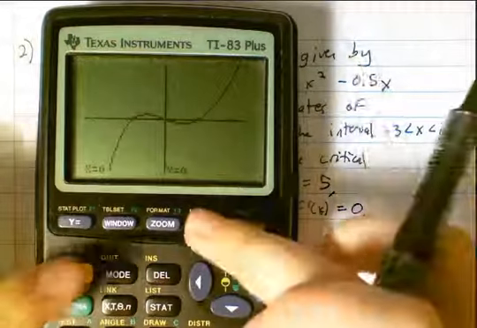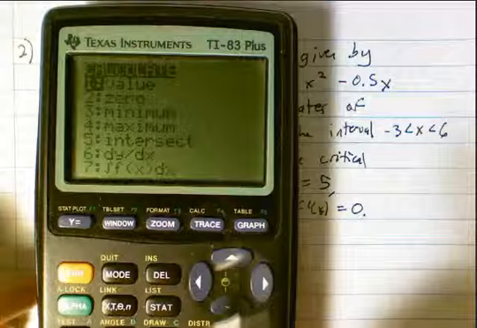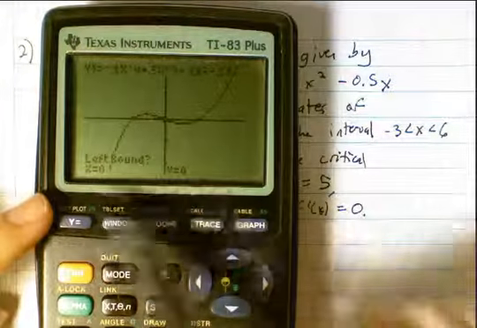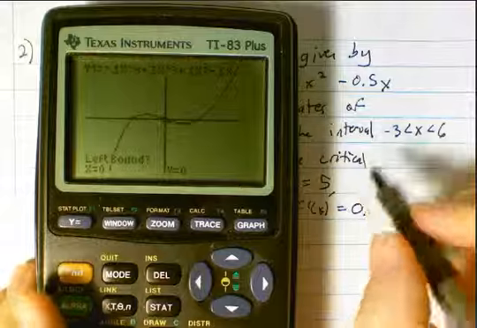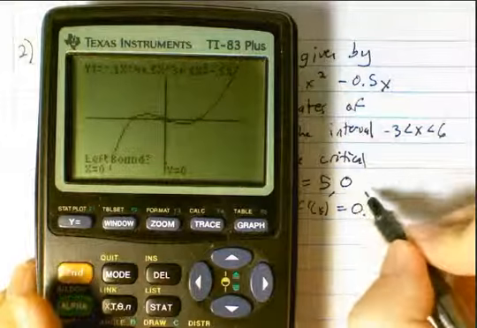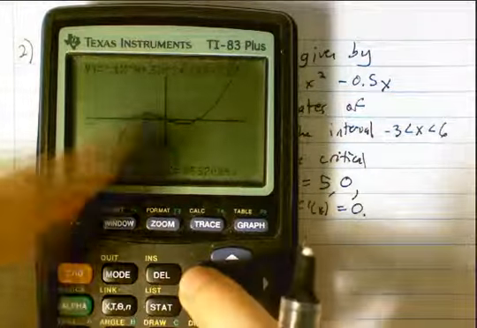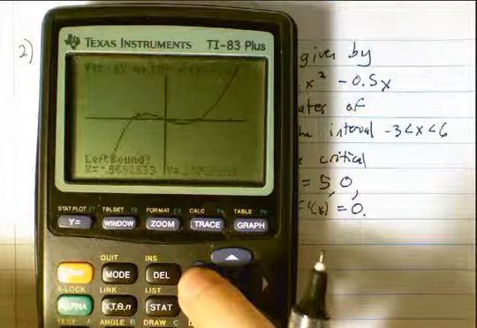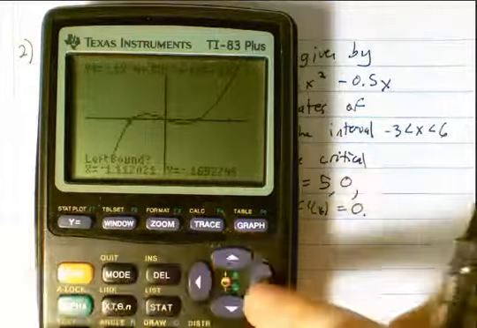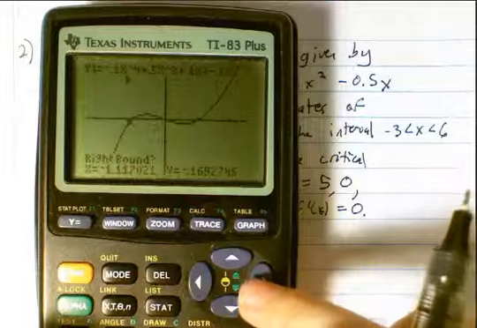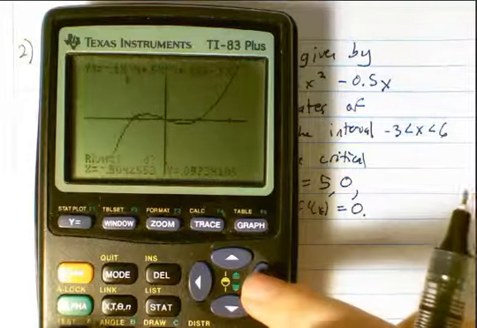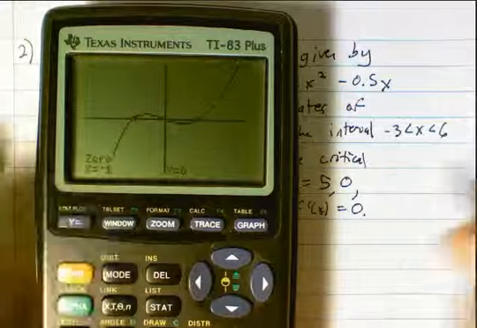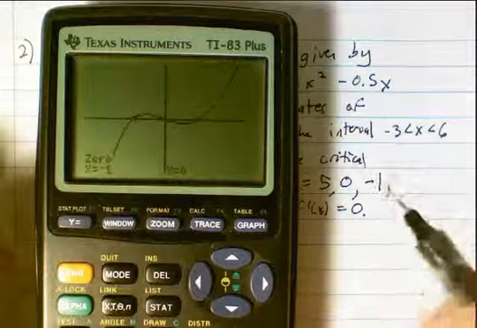Let's go ahead and do second, calculate, 0 for each of them. We actually see one of them here without even having to calculate it. It's x equals 0. So we've got 5, we've got 0. Let's get this one over here. We go over a little bit past it, to the left. Hit enter to tell it to start looking, enter to tell it to stop looking, enter a third time to guess. One of our zeros is -1.